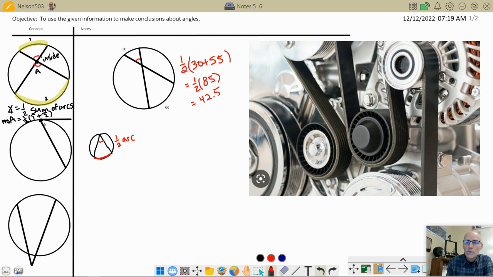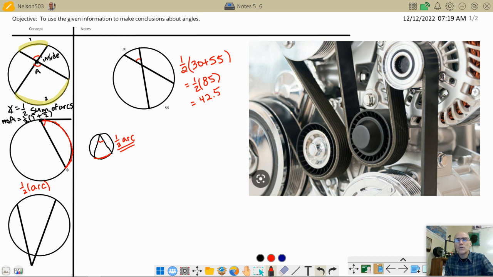Well, this one's the same way. It just happens to be formed by a tangent and a chord instead of two chords. This one's a tangent and a chord, but there's really this arc right here. So this angle over here is half of the intercepted arc, half the arc. Why don't we just put that down as a rule? Half of the arc. All right.